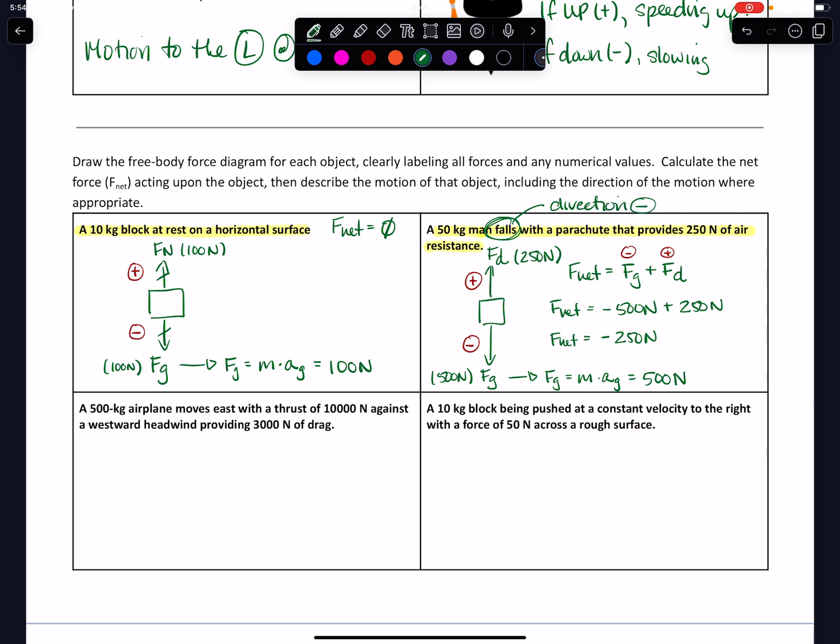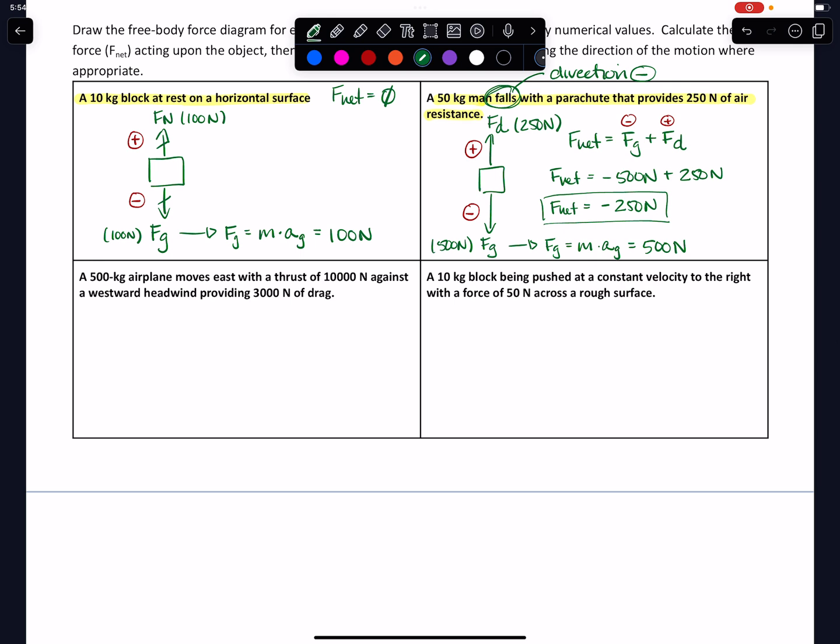All right, so if I have a negative direction of motion and a negative F net value, that means that I am speeding up as I fall towards the ground. All right, let's try this one.